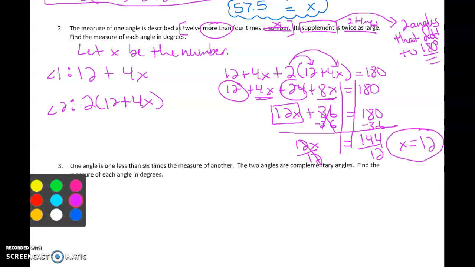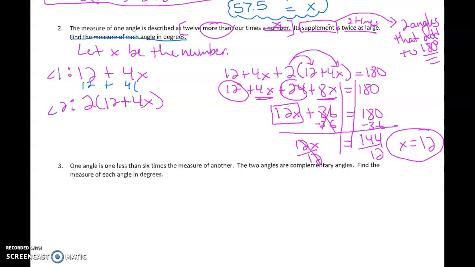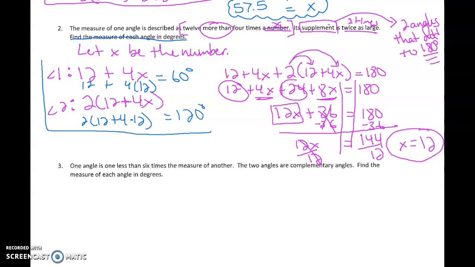So always finish up by going back to the question being asked: find the measure of each angle in degrees. Well, I found what x equals, but I didn't find what this means, so I just have to plug it in. Use a calculator, it doesn't matter. For x, I'm going to put a 12. 4 times 12 is 48, and 48 plus 12 is 60 degrees. Now you could think of the other as 2 times 60, which is 120, or you could just plug it in: 12 plus 4 times 12 is 48 plus 12, which is 60, and 2 times 60 is 120 degrees. So the measure of angle 1 is 60, and the measure of angle 2 is 120.